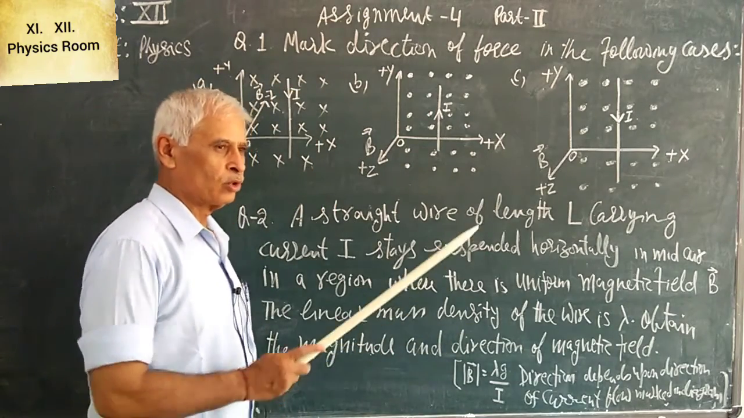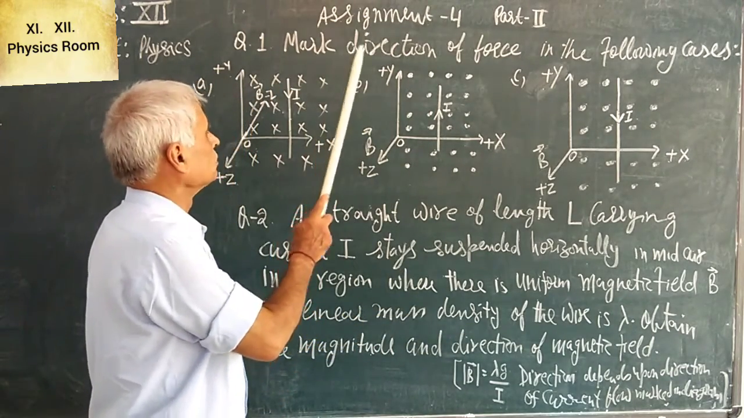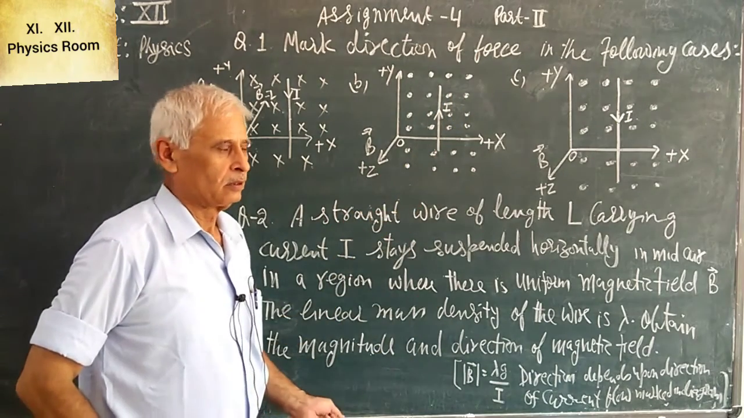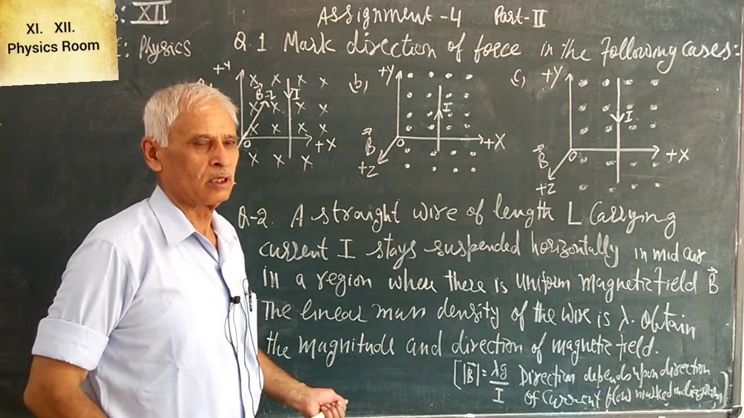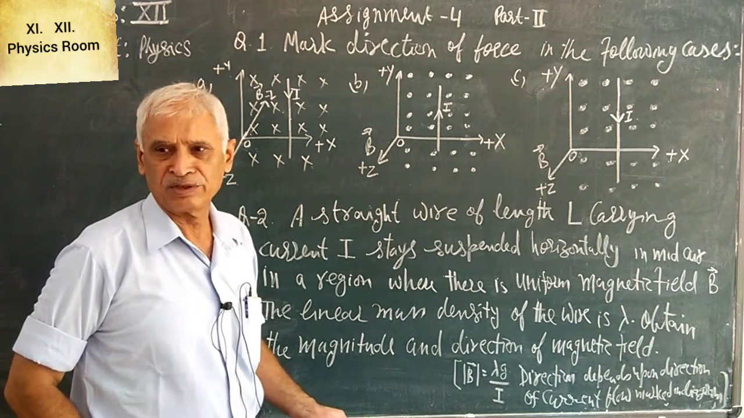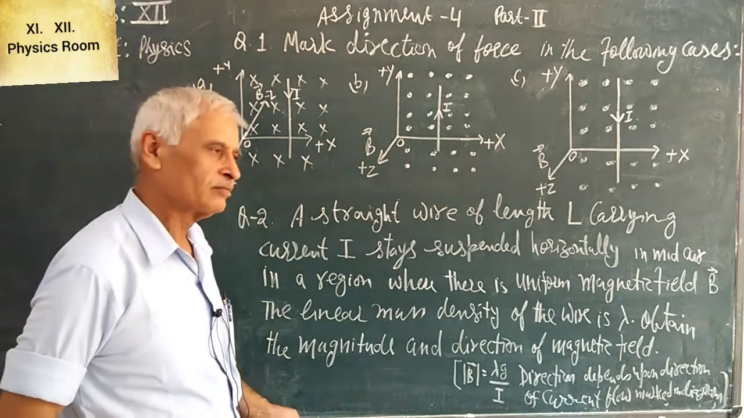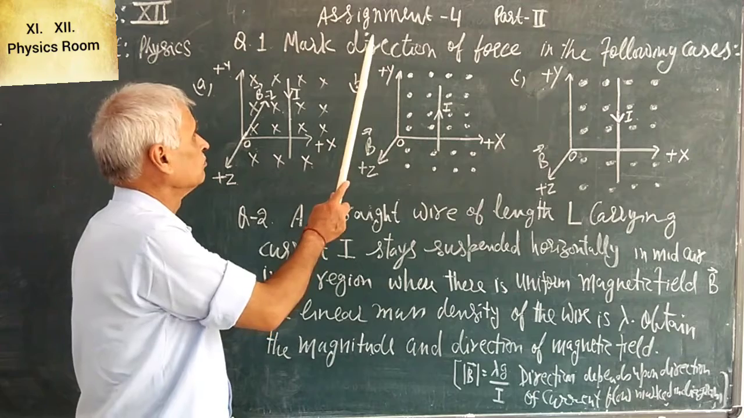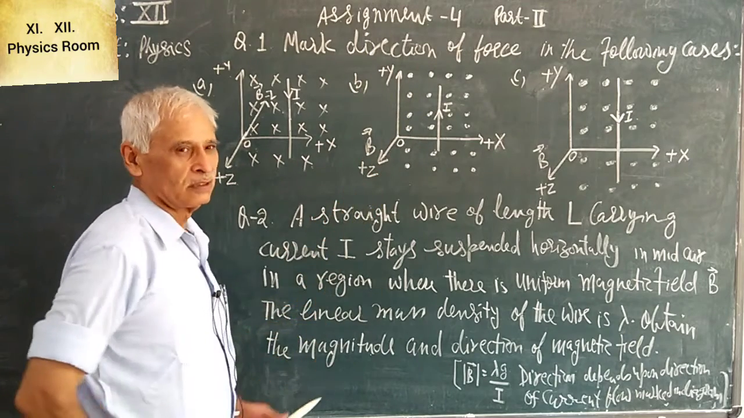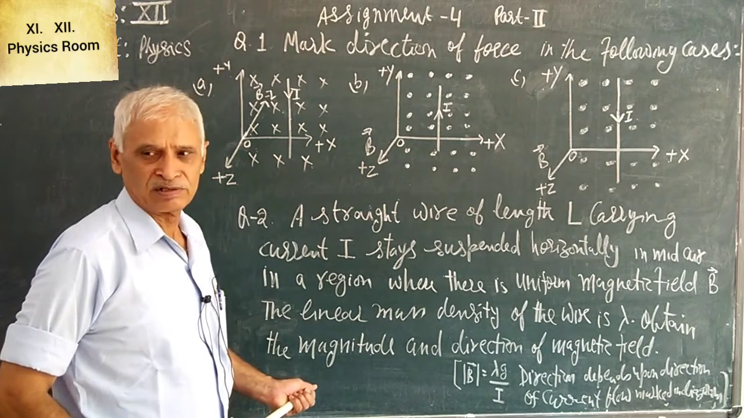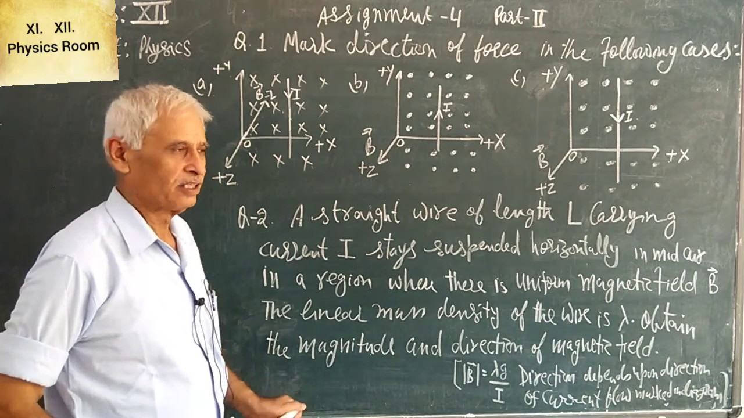Today we proceed to part 2 of the topic force on current carrying conductor when placed in uniform magnetic field. And part 2 is our assignment 4, which contains some questions to be solved on the expressions that we have derived in part 1.